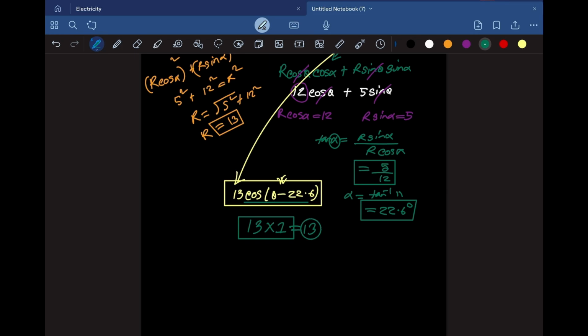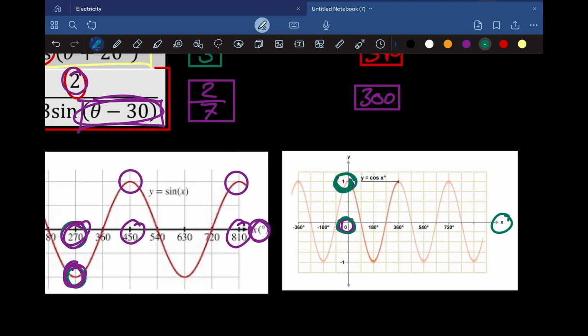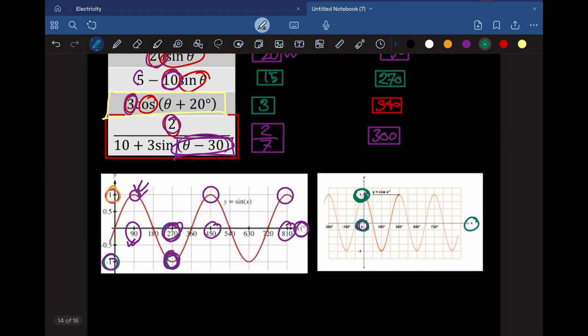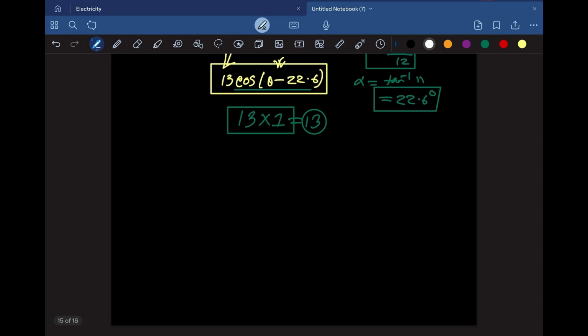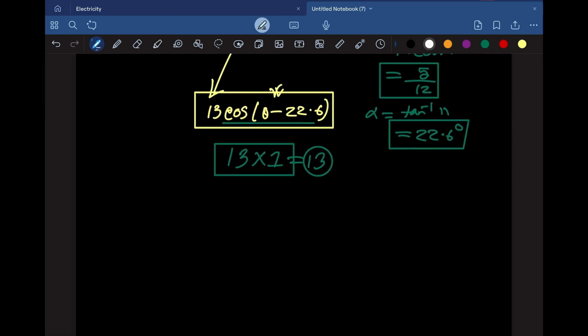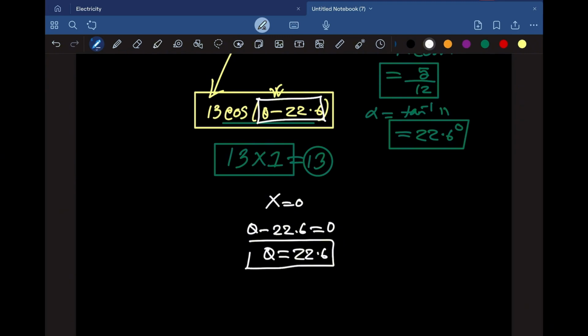And when does this value occur? This maximum value occurs when x is equal to 0. When x is equal to 0, only at that time the maximum value occurs. So we can write that it occurs when x is equal to 0, and we know this is our x. So it becomes theta minus 22.6 is equal to 0, and we know theta is equal to 22.6. So this is our final answer.